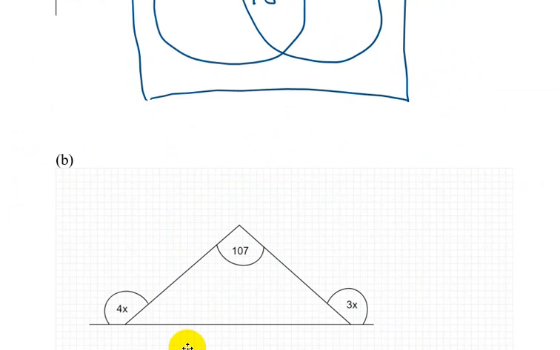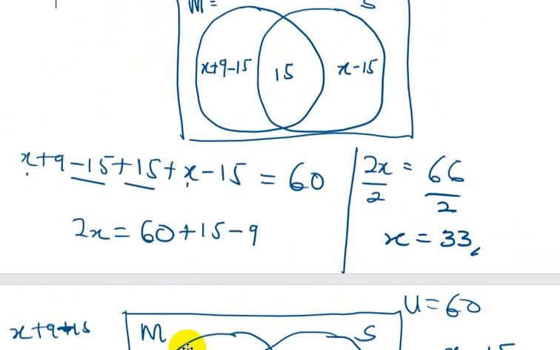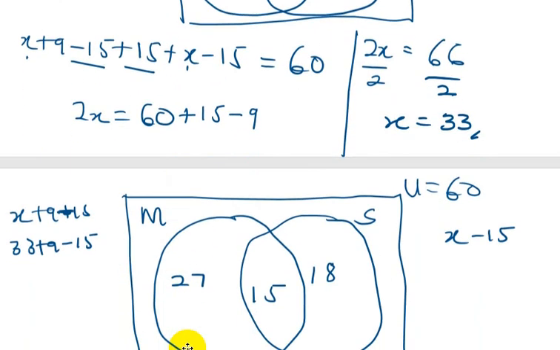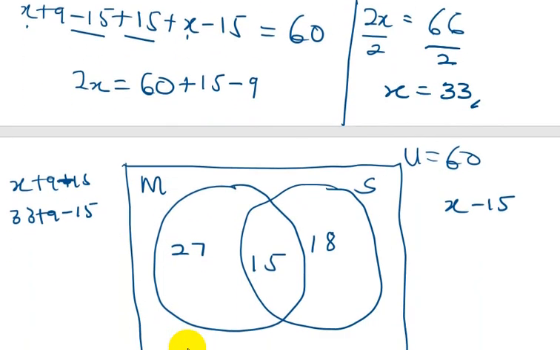Now let's look at the question and narrate and solve it. It says that we should find those candidates who pass each subject. So if I want those who pass in each subject, for science I'll add 15 to 18, and that is 33. And for math, 27 plus 15 is going to give us 42. So that is how it's going to be.